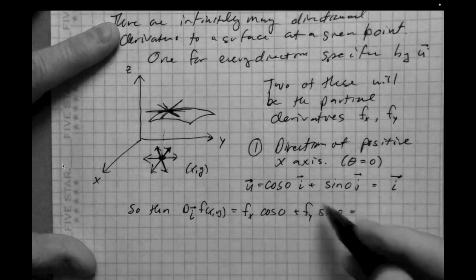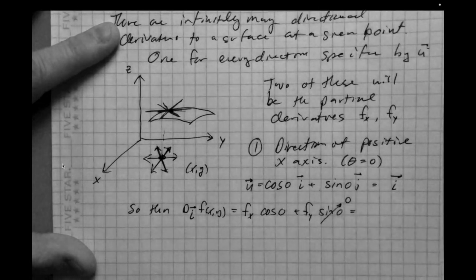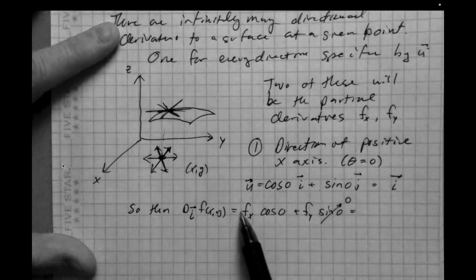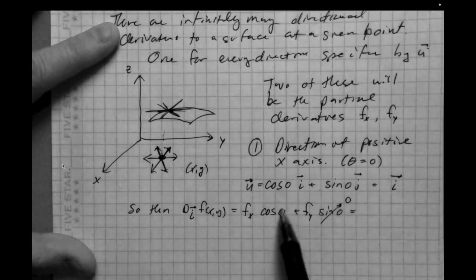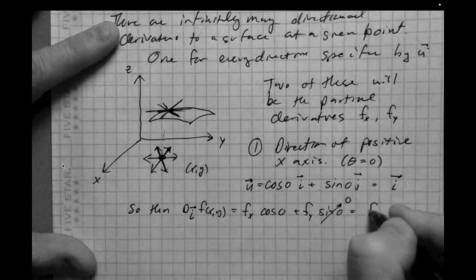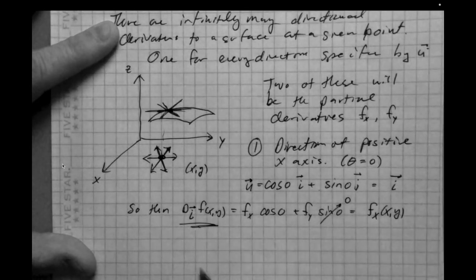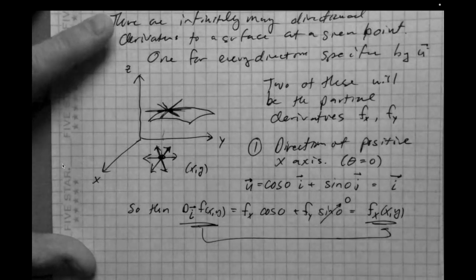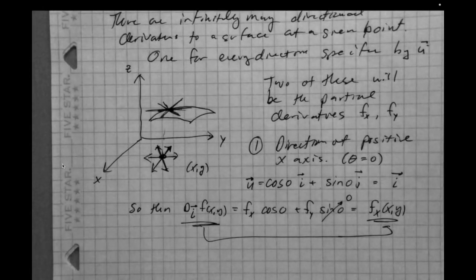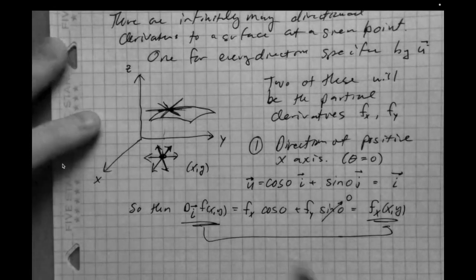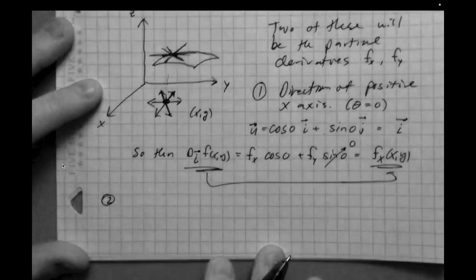For the same reasons, the second term is going to be 0. And so what we're left with is f sub x times cos 0, which is just 1. Here you can see that the directional derivative is equal to f sub x. So the partial derivative with respect to x is really a special case of the directional derivative, when the direction is just the positive x-axis. The same thing is true in the y direction.